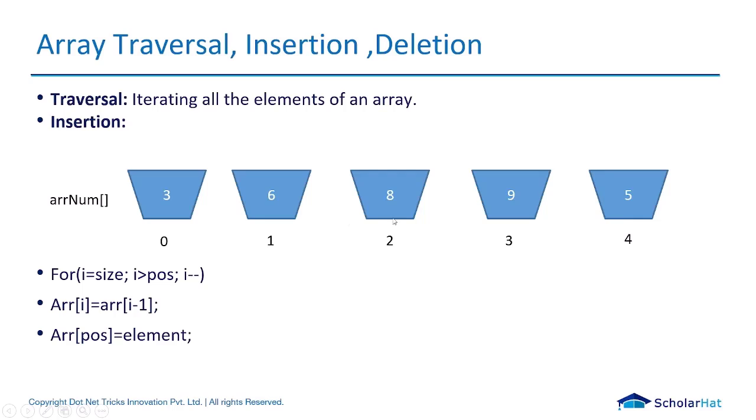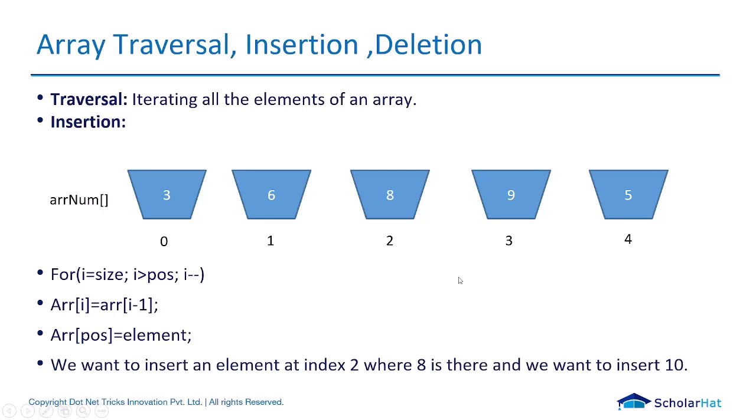So this is how shifting of elements to the right side works. This is what insertion of an element in an array is. We're going to see in VS Code how to do it with the code. Now we're going to see deletion in an array.